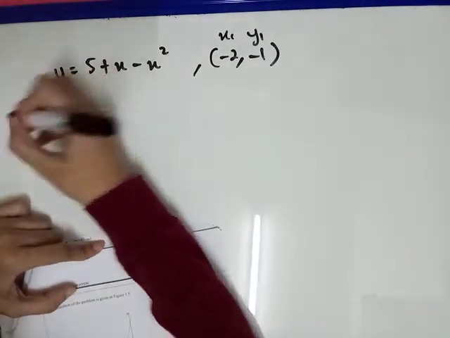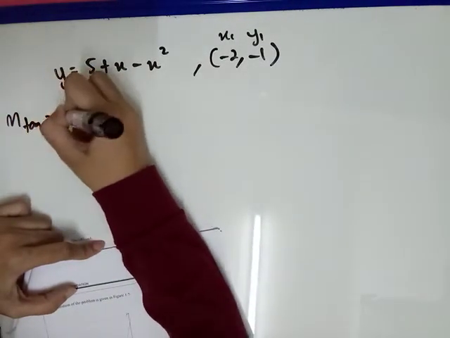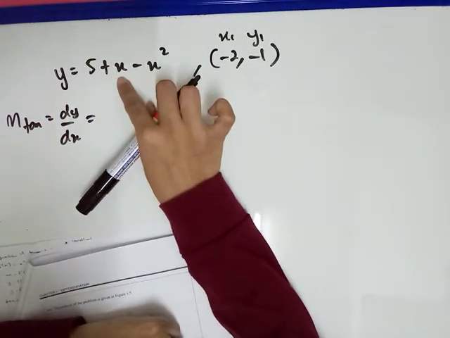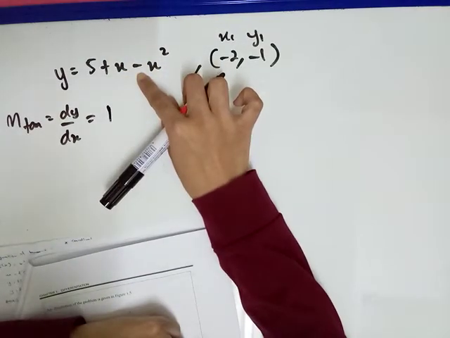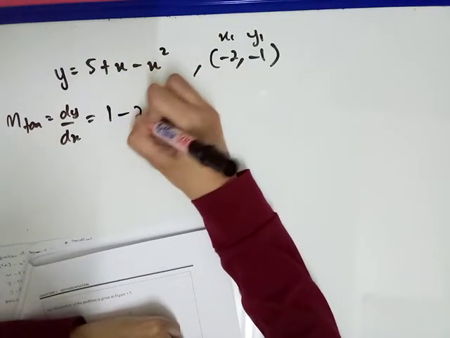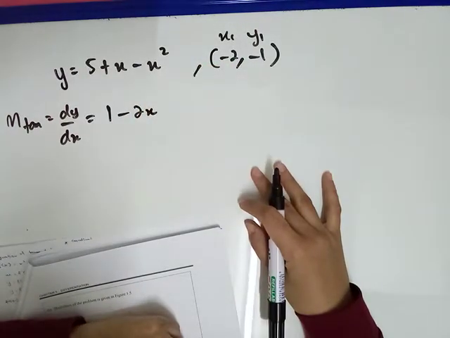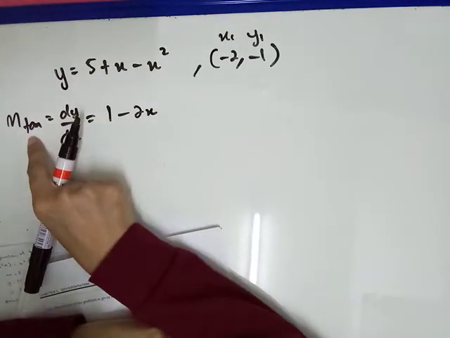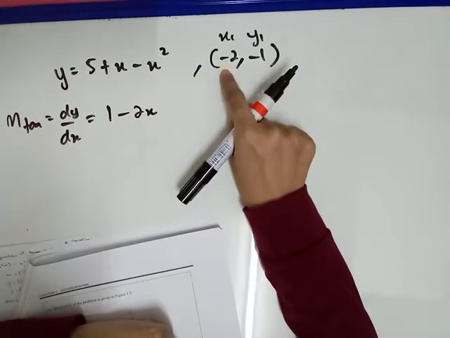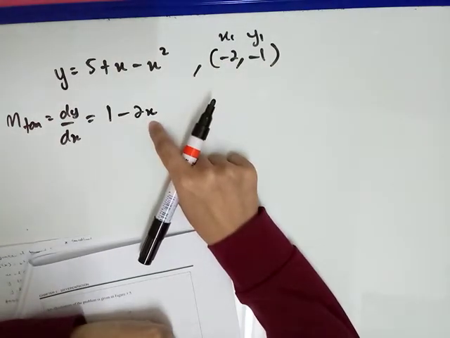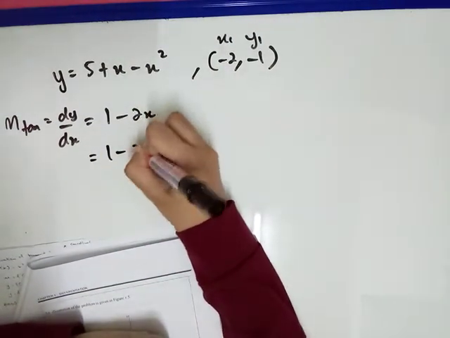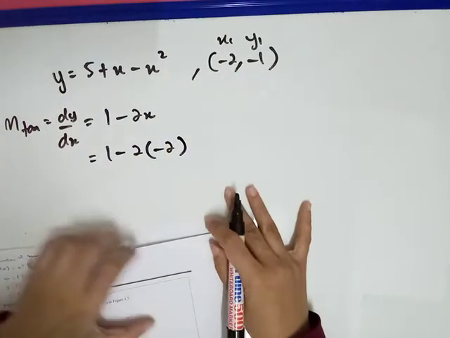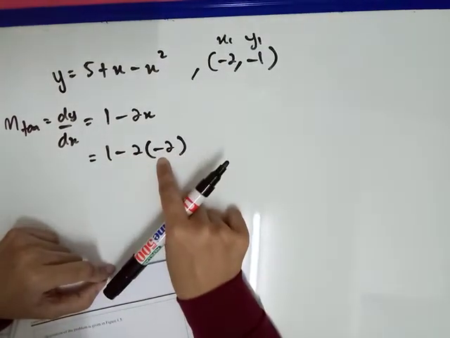Gradient of the tangent line, m tangent, is equal to dy over dx. So differentiate 5, you get 0. Differentiate x, you get 1. Differentiate negative x squared, you get negative 2x. Then we need to get the value for the gradient of the tangent. How to find it? Substitute x equals negative 2 into this x. Therefore 1 minus 2 times x, and x is negative 2. So 2 times 2 you get 4, negative negative is positive.